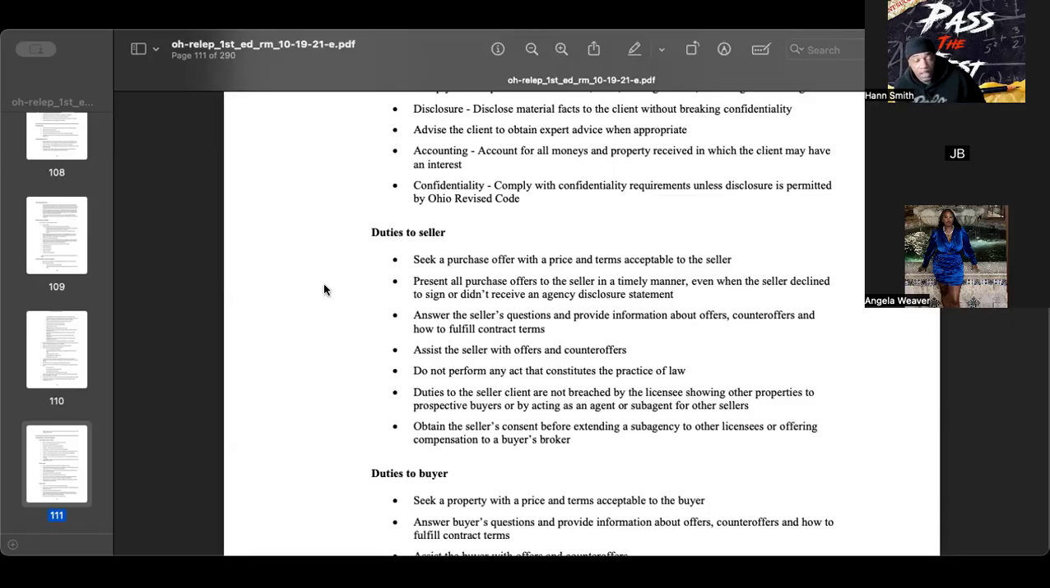All right. Duties to the seller, clients are not breached by the licensee showing other properties to prospective buyers. So in other words, say for instance you're having an open house and a buyer comes in to the open house and you say, hey, this is my client, the seller, and they say, hey, I don't like this house. Would you be willing to show me other houses? Sure, I'll show you a couple houses after the open house. That does not mean that you breach your fiduciary duty with the seller.